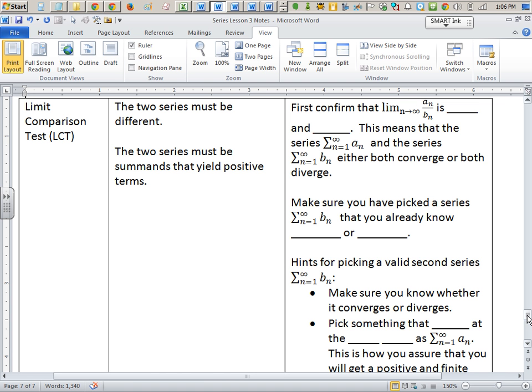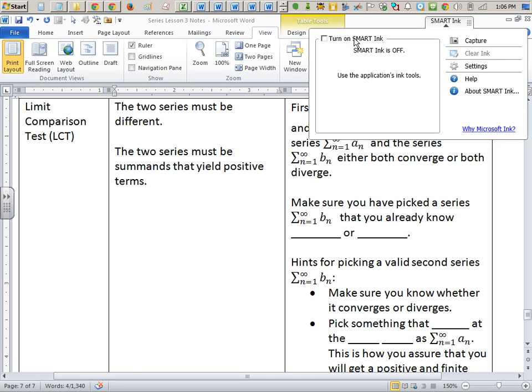So LCT, first of all, the two series must be different. Okay, you can't compare two things that are the same and call that comparing. Also, this is similar to yesterday. You need summands that yield positive terms. So somebody asked me, what does that mean, Mr. Shore? I don't know what that really means.